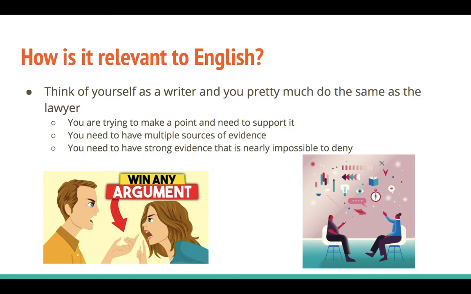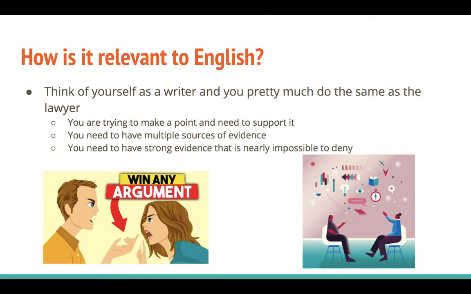Okay, and how is it relevant to English? So just like the lawyer, us as writers or as creators of whatever piece we will create in the future, we do the same as a lawyer. Okay, especially in this unit. First, you are trying to make a point, and you need to support it. Okay, so in the crime scene, for example, if we think that Joe did it, but we do not have the evidence to support it, there is no way that Joe could be found guilty for the crime.